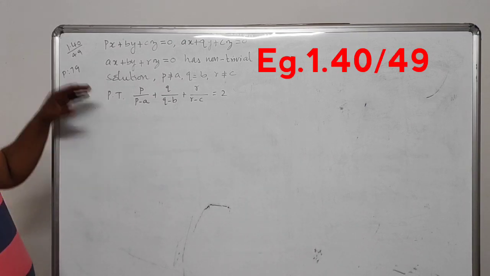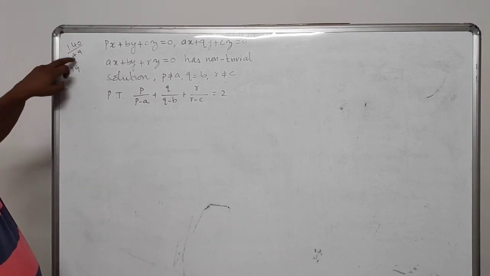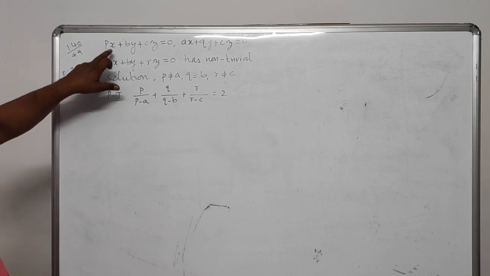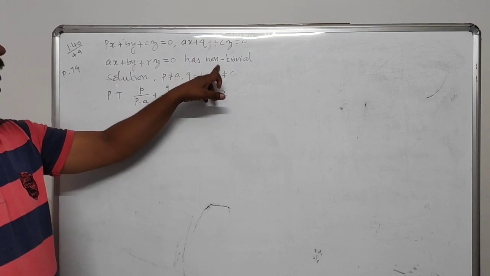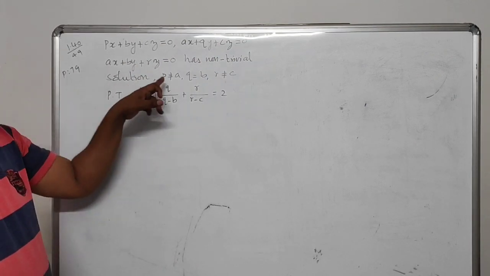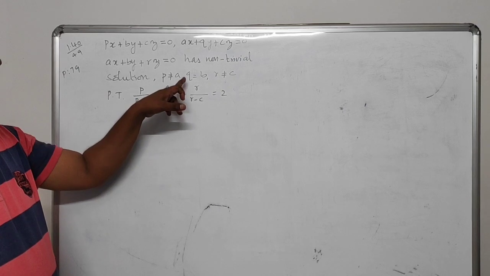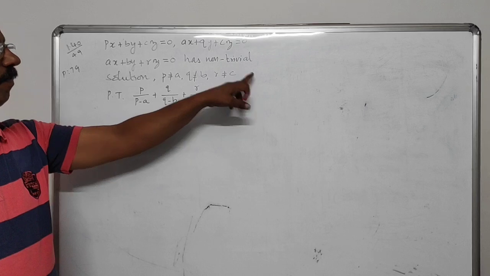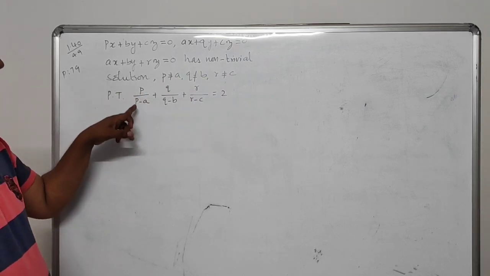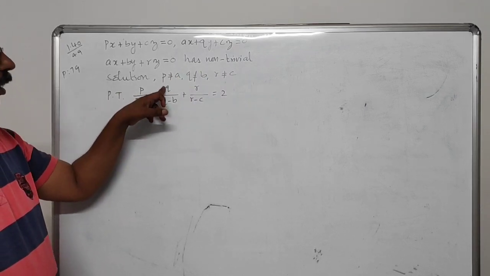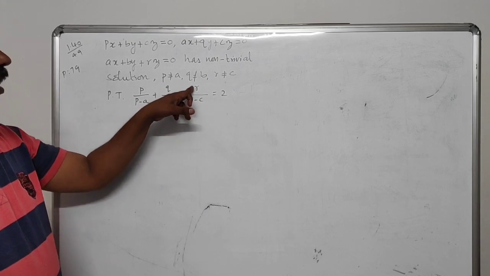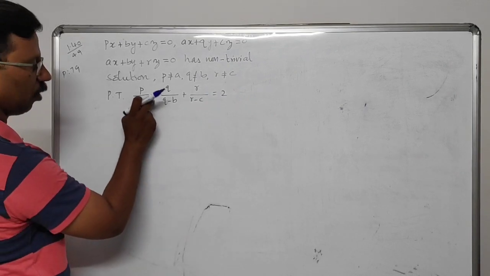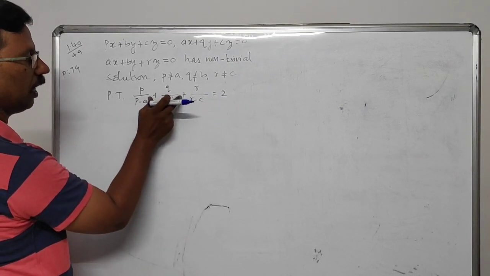Listen to the next one. Example 1.40 given at page number 49 in our material, problem number 79. Here the problem is: these three equations have a non-trivial solution, and also p is not equal to a, q is not equal to b, and r is not equal to c. Then we have to prove that p by (p - a) plus q by (q - b) plus r by (r - c) equal to 2. In the material this is given as an equal sign. Please change; these two are only plus signs.